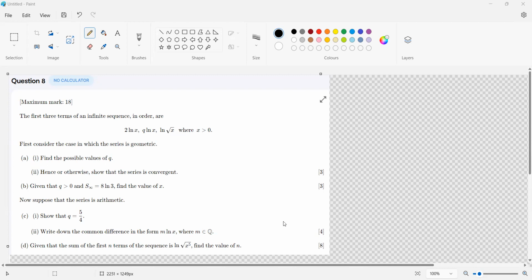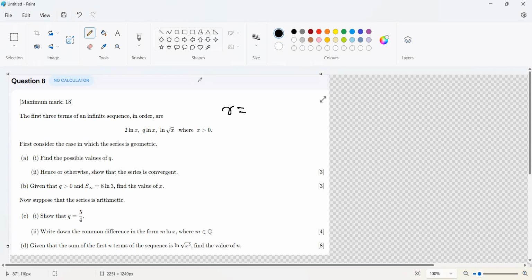To show whether the series is convergent or not, my R value, that is the common ratio, should be between -1 and +1. So we'll check how to solve that one. First, we're going to make the expression for R, that is U2 upon U1 or U3 upon U2. So let's do that.